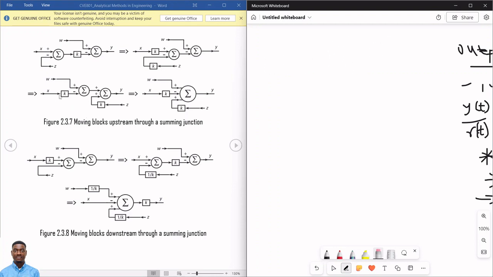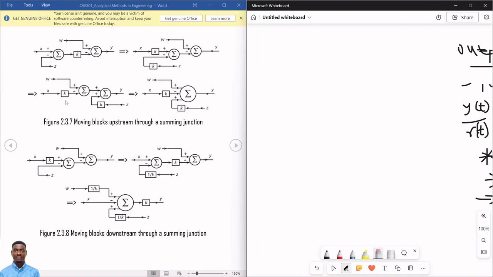So this is the next one. I have this block diagram already, and I want to move K downstream, which means I'll be moving it to the left of an equality sign, moving a block over a summing junction. So I want to move it downstream, to the left of the summing junction. That means I have to move this K over this summing junction.